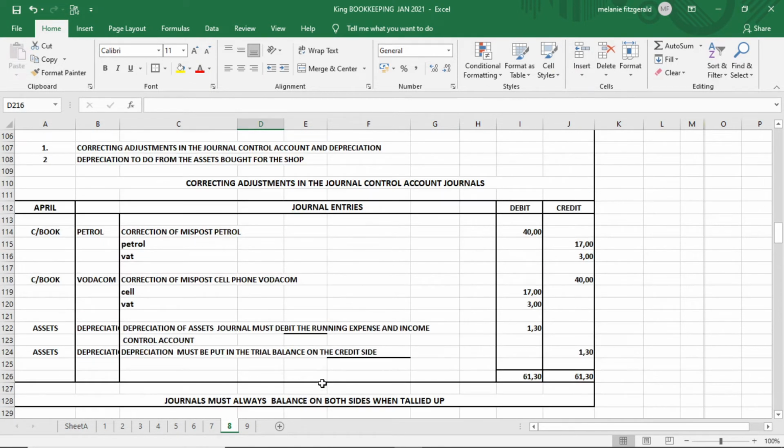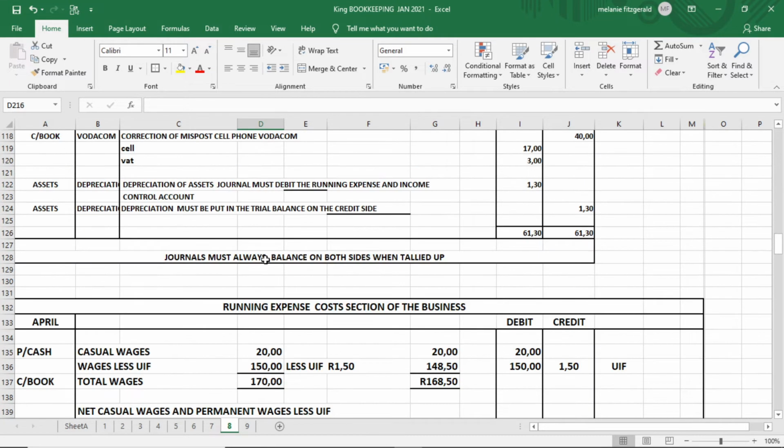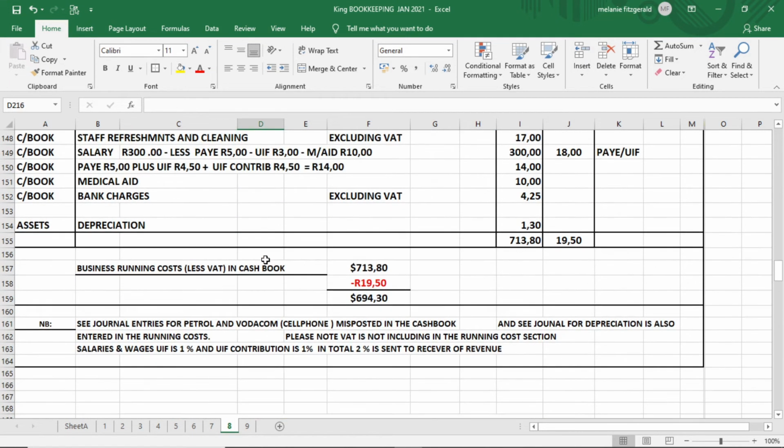So the journal. Do you remember that we did the journal here for the missed post? It's just a reminder down there. Very, very important.